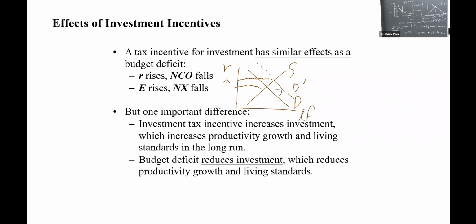the investment tax incentive increases investment, because in this one the loanable funds market increases compared with before. And that will increase investment, which will increase productivity growth and the living standards in the long run. But the budget deficit reduces investment, because for a budget deficit the supply curve is going to shift to the left-hand side, which will cause a rising R, but also a decrease of loanable funds. That will reduce the productivity growth and the living standard.